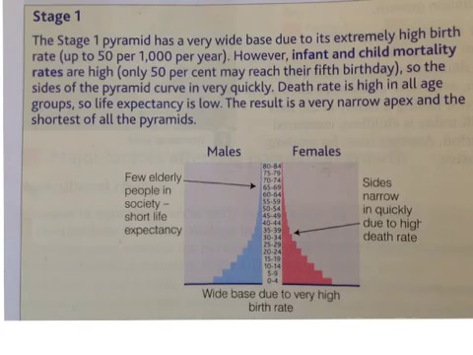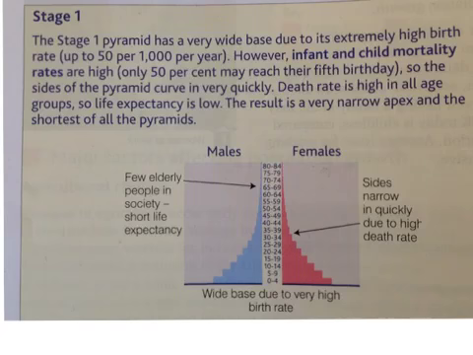Now, interpreting population pyramids tells us a great deal about a population, such as its birth rates, to a lesser extent death rates, life expectancy, and the level of economic development, or stage in the demographic transition model.